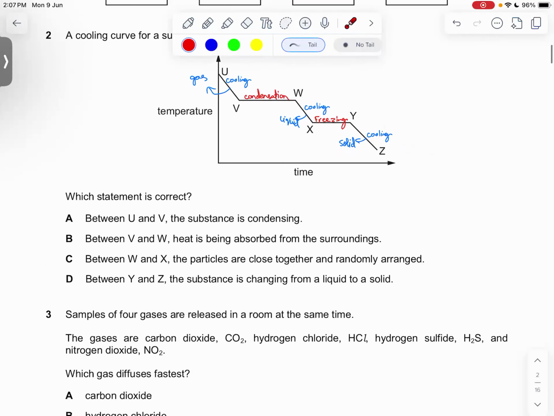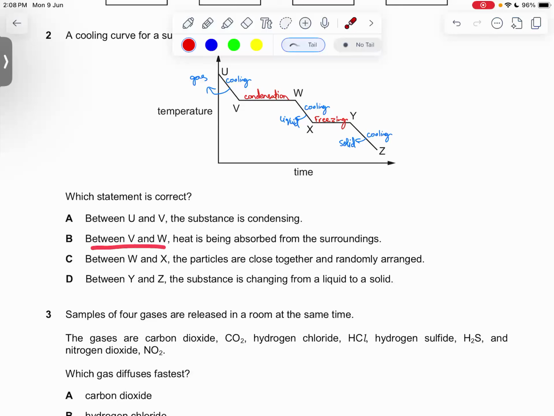Okay, next, which statement is correct? Between U and V, the substance is condensing. Nope. Condensation takes place, or change of state takes place, when temperature is not decreasing. So between U and V, temperature is decreasing, so state is not changing.